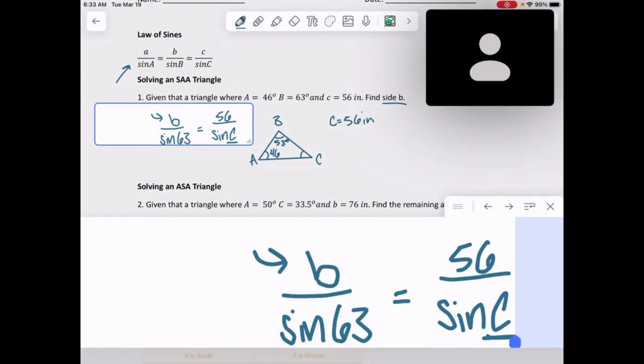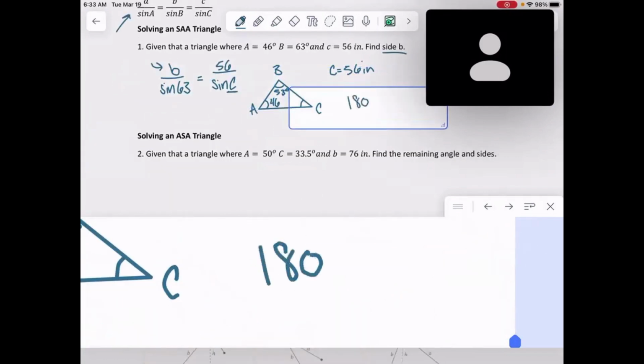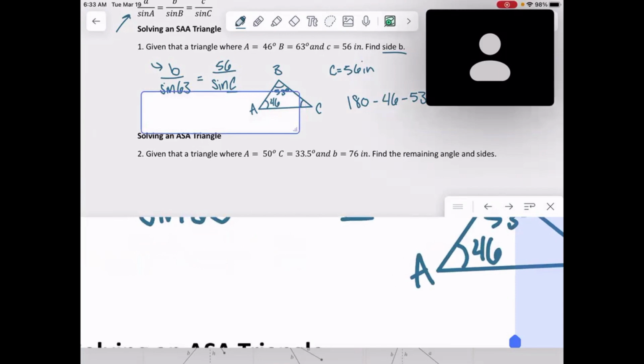Okay, so in order to find side B, we need to know angle C. Hopefully you can look at this triangle and be like, oh yeah, I can find angle C pretty easily, because all of the angles of a triangle add up to 180. So angle C is going to be 180 minus 46 minus 53. Okay, so this should be 81 degrees, I believe. Take a moment, check my work. Yeah, 81 degrees.